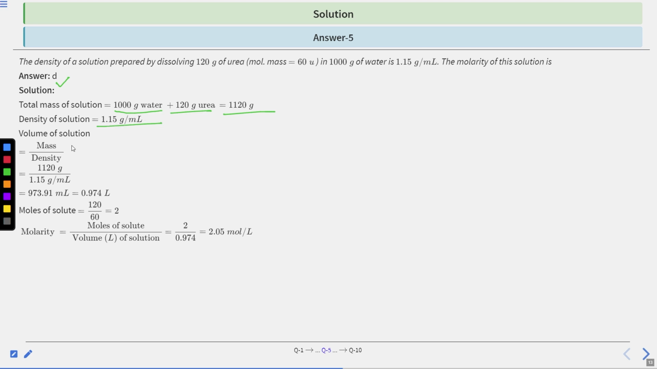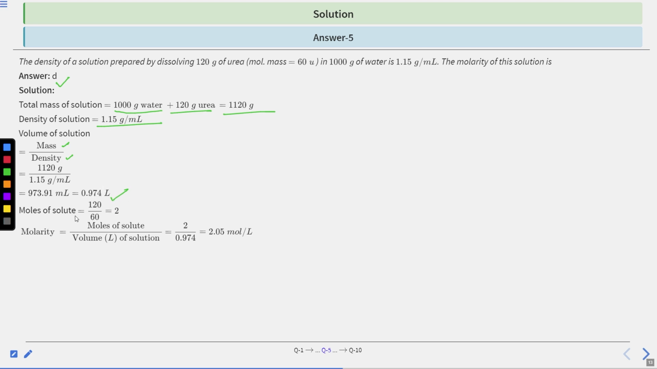We can find out the volume of the solution using the density formula, that is density is mass upon volume, so volume will be mass upon density. We just interchange the terms, and on putting the values of mass and density, we have 1120 gram divided by 1.15 gram per milliliter, and on solving this fraction, we have the volume of solution as 0.974 liter.